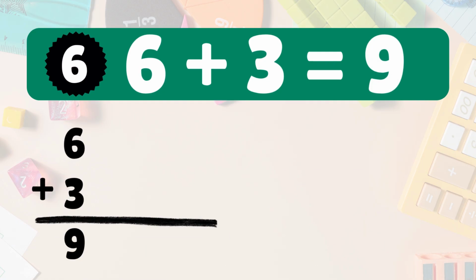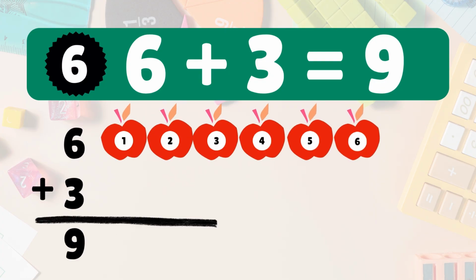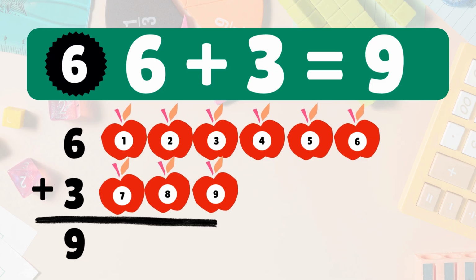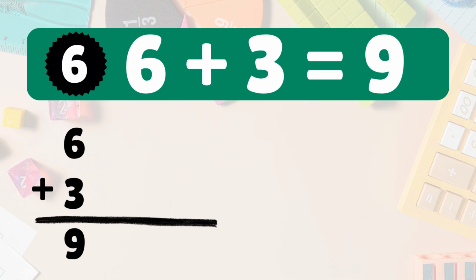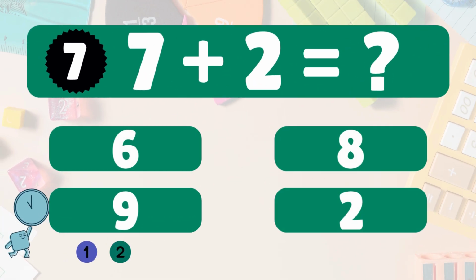Next, 6 plus 3 equals what? Hmm. 6 plus 3 is 9. We start with 6 apples. Add 3 more. Now count them all. 1, 2, 3, 4, 5, 6, 7, 8, 9. So 6 plus 3 is 9. You're on a roll.